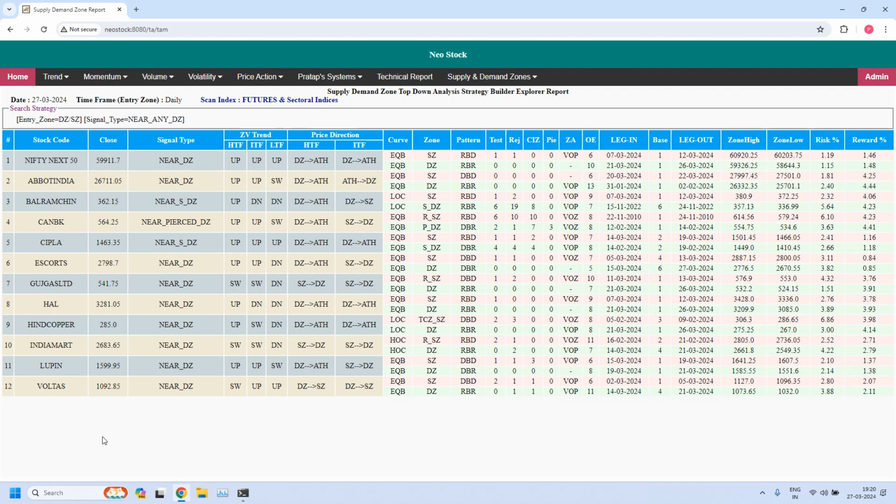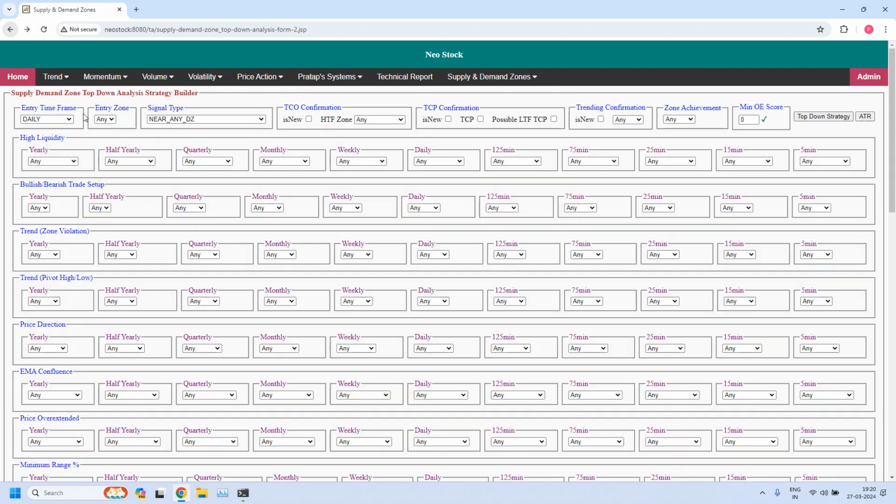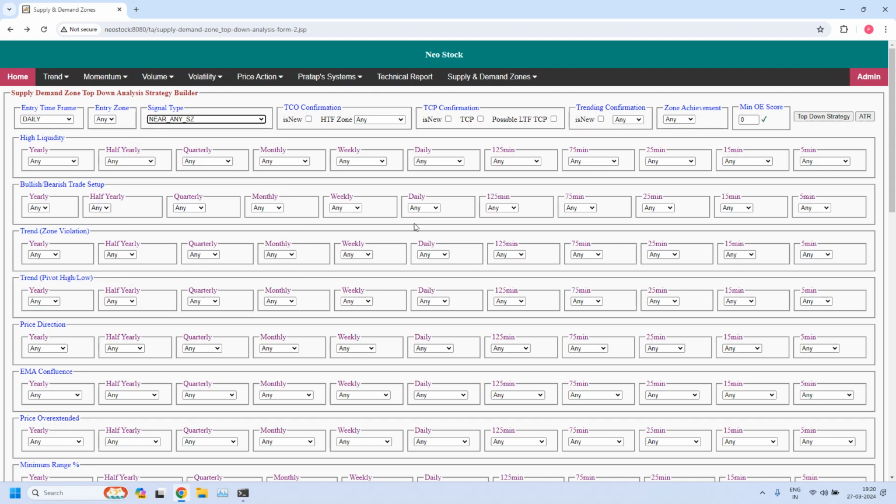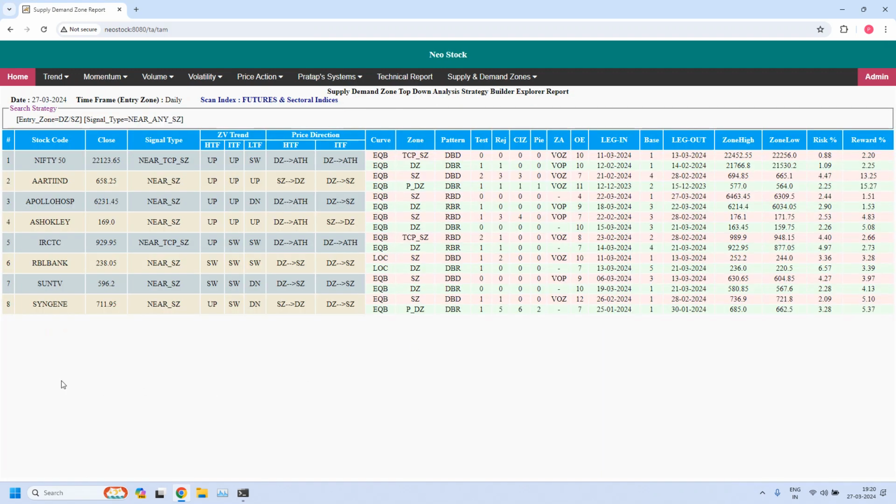So now let's move on to the next page. Going back. For daily time frame, let us find the stocks which are near to the daily supply zone. These 8 stocks are filtered, and let us look for high liquidity supply zones from this list. Nifty 50 is a high liquidity daily supply zone. We already fine tuned this zone a couple of days back. So whatever we fine tuned, that you can use.